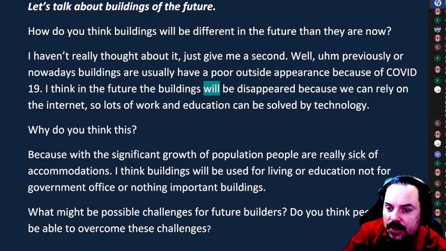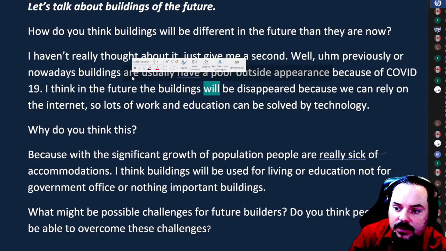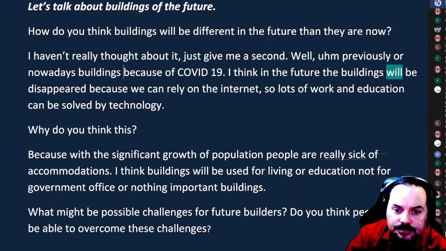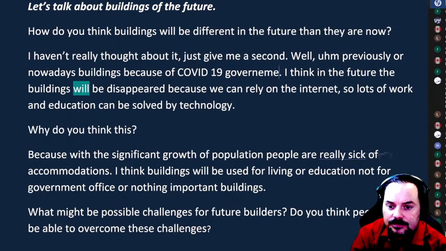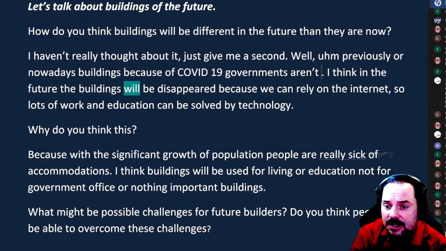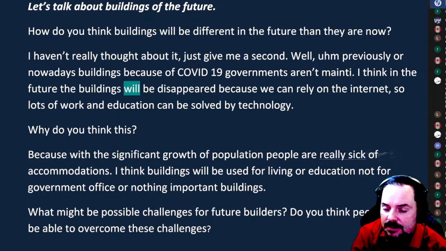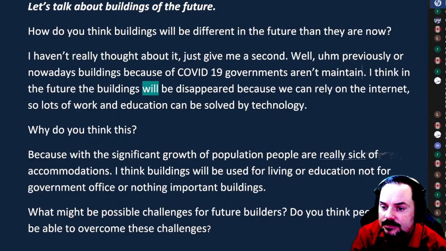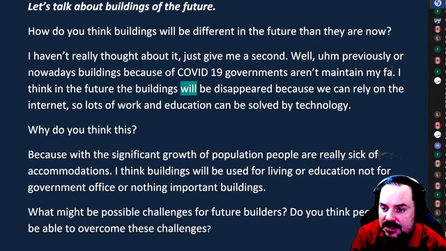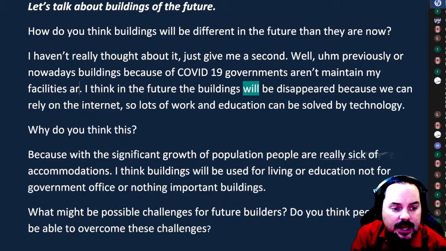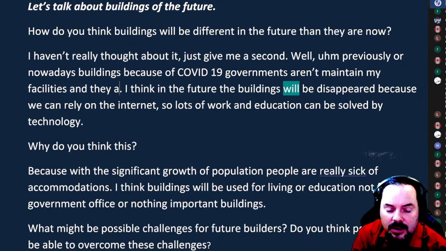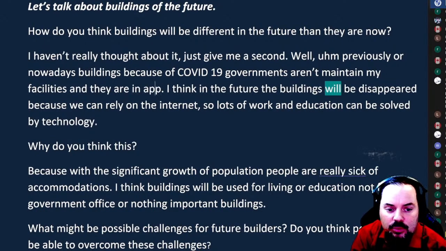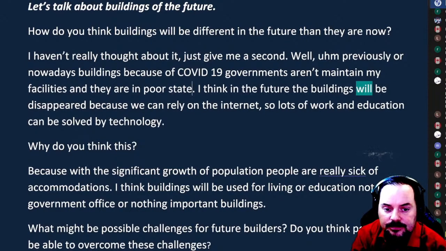So nowadays, because of COVID-19, governments aren't maintaining. So simplify it, okay? Maintaining many facilities, and they are, it's a bit of a tricky one to express clearly, and they are in a poor state, okay?